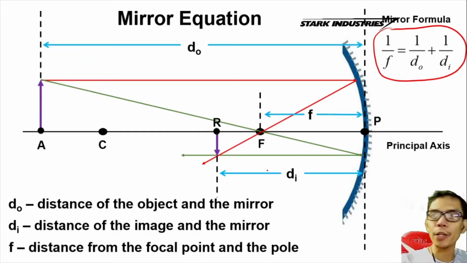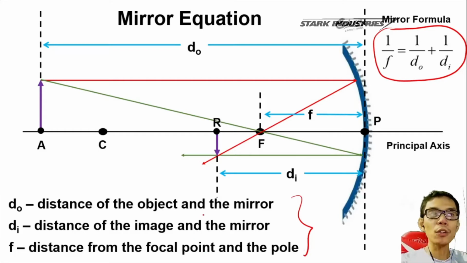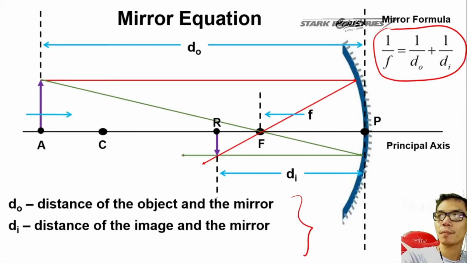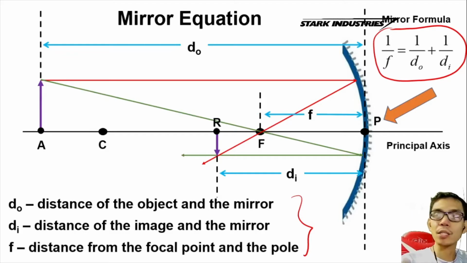Now, what is common among these three? Aside from talking about distance, they also have one reference point. The distances that you have right here are measured from one reference point only, and that is the pole of the mirror. As you can see, we are not talking about any points in space, only the pole of your mirror. This is the reference point.